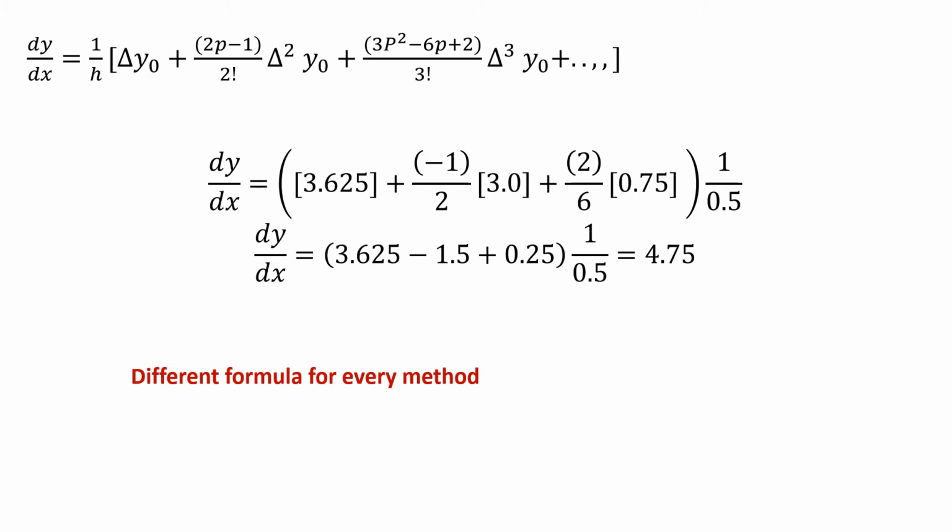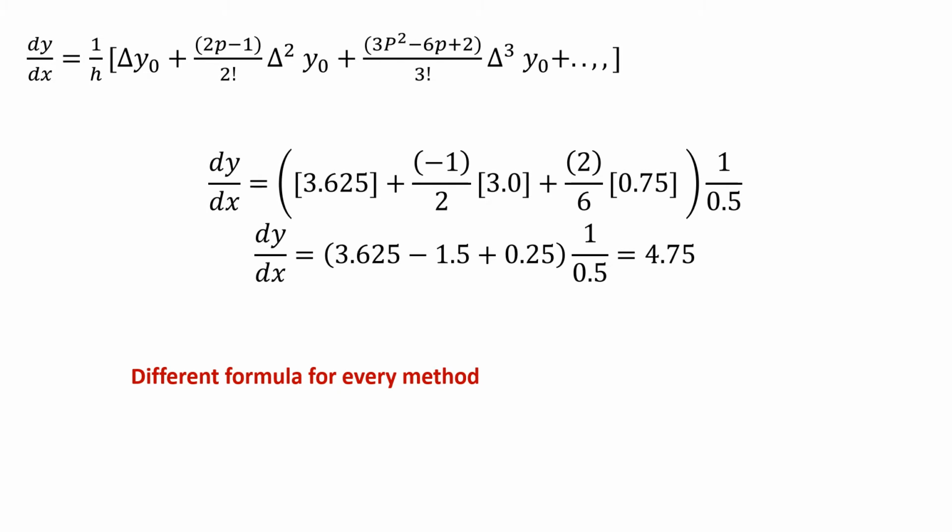The difference will be calculated. Then for the next column, again the difference is calculated. That will be delta square y naught. Similarly, again the difference will be calculated. That will be delta cube y naught. Because at the end, you will find zero also. So there we will finish. Now h is 0.5, so 1 by h is taken accordingly. So dy by dx is equal to 4.75.